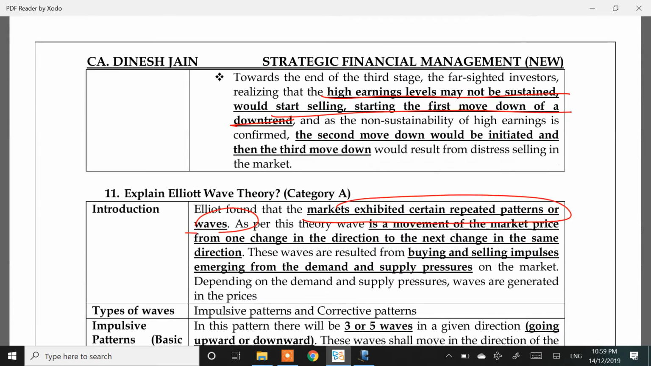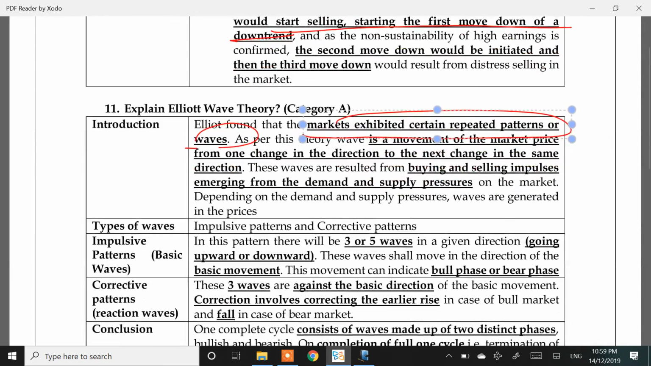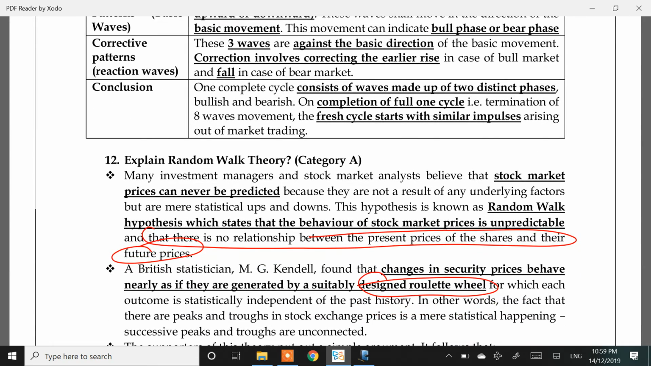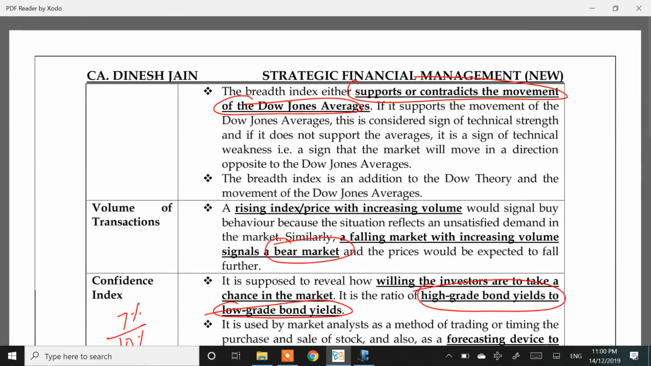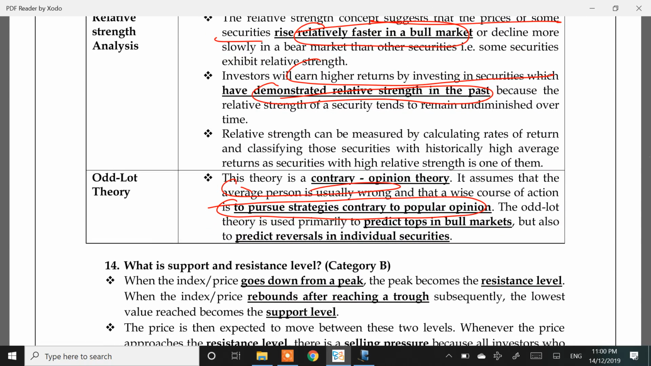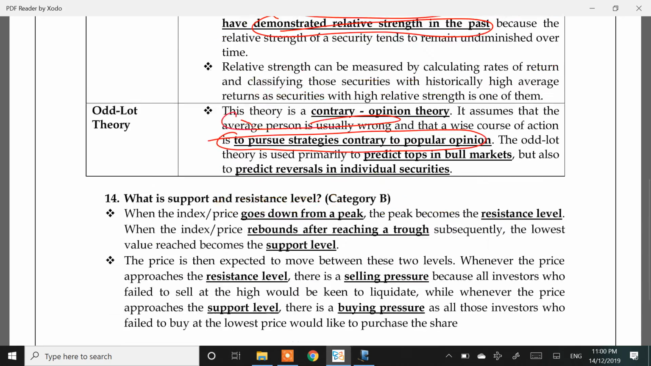Then we have Elliott wave theory, where there can be five waves in a given direction, either upward or downward, which are impulsive patterns, and then you have corrective patterns. Random walk theory said that you cannot predict how the stock prices are going to move. There are various market indicators we saw, like the breadth index and the confidence index. We saw relative strength analysis, odd lot theory, and volume of transactions. Resistance is the top or peak share price, and the support level is the bottom share price or trough level.